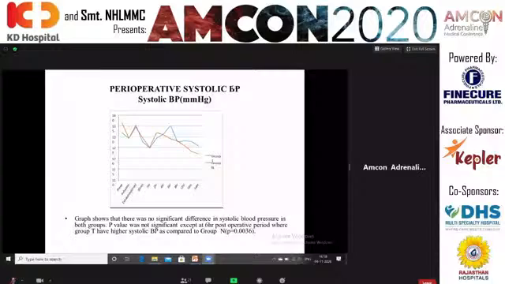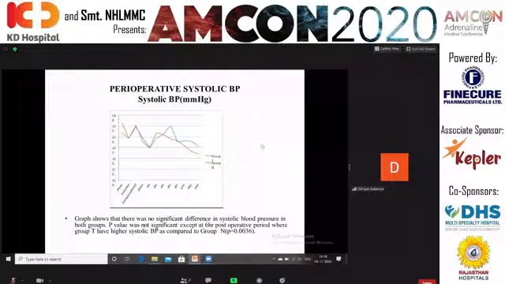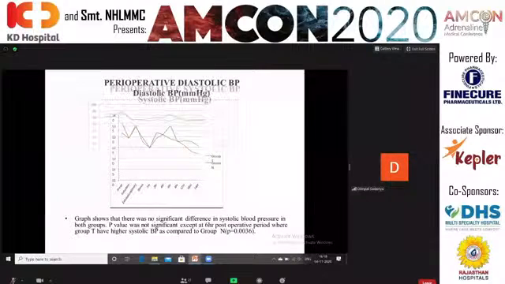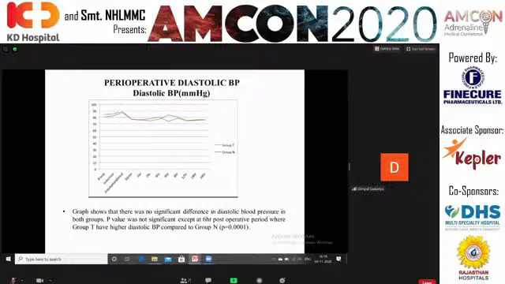This is diastolic blood pressure and VAS post-operative. VAS score in group T is higher at 6 hours, and at 8 hours group N has higher value, with P-value less than 0.05. After extubation and in the immediate post-operative period, VAS score is comparable.